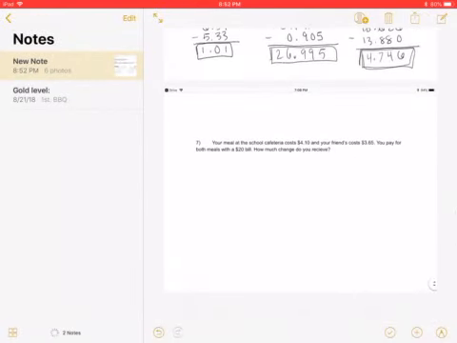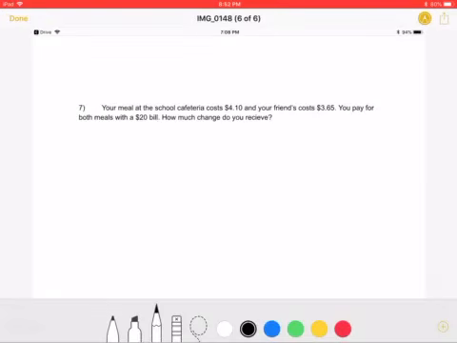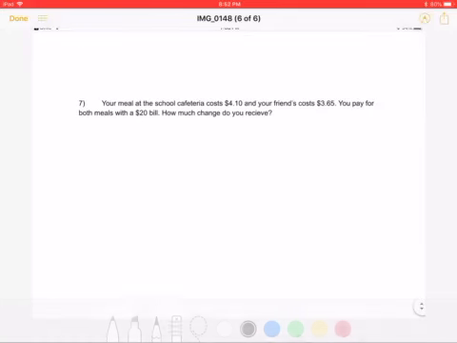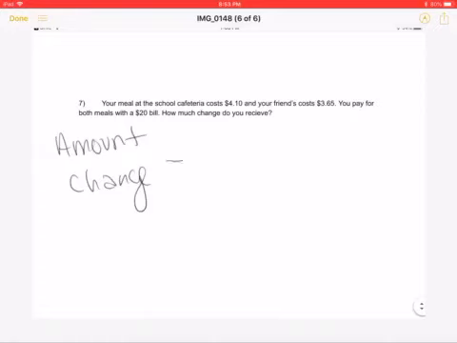All right, last problem of the day. So now we're going to say the same scenario that we just did, but this time your meal at the cafeteria is $4.10 and your friend's cost $3.65. You pay for both meals with $20. How much change do you receive? So again, we want to figure out the amount of change we receive. So we're subtracting, this time we're starting with $20 and we're subtracting that total cost of what our lunches are.